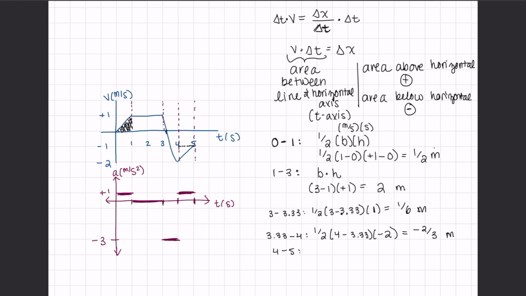And then lastly, 4 to 5. And like I said, that's going to be 2 different sections. So our first one will be that square, which is 5 minus 4 times -1. That would be -1 meters. And then 1/2 times 5 minus 4 times -2 minus a -1, which will be 1/2. Okay, so now we have this. Sorry, that was kind of a lot.